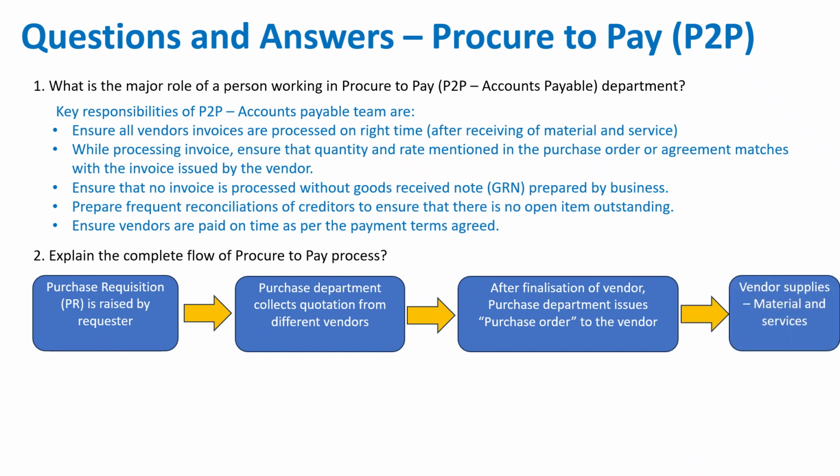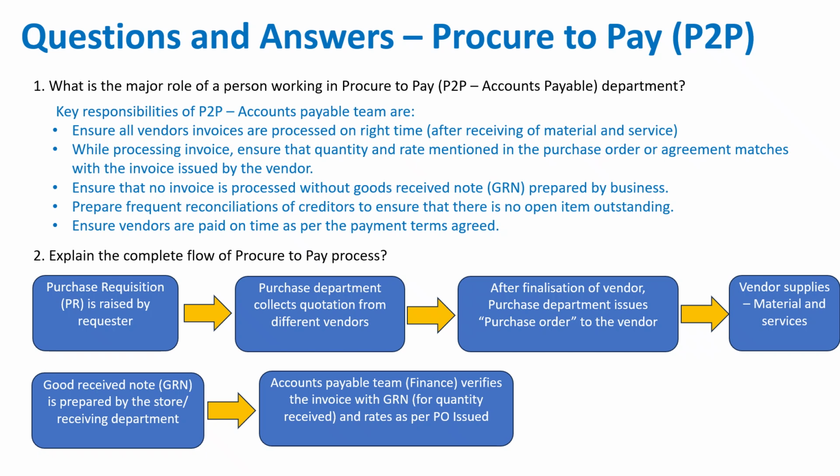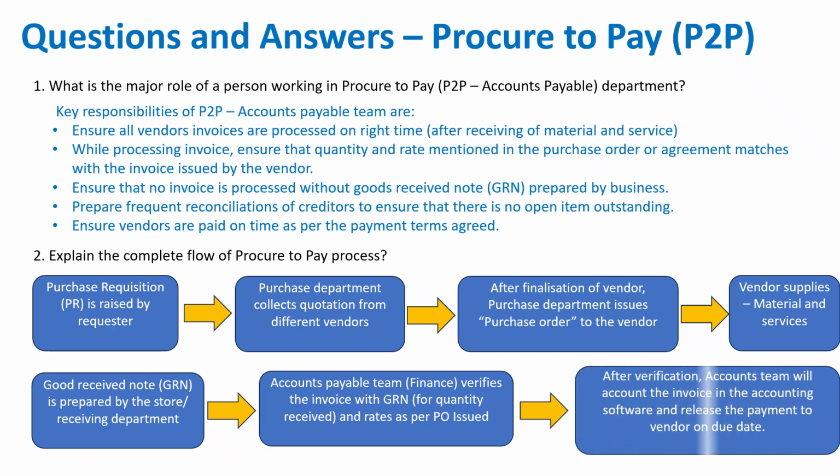Next, vendor supplies material and services. After that, goods are received and GRN is prepared by the store or receiving department. And after that, accounts payable team verifies the invoice with GRN and rates as per the PO issued. And finally, after verification, accounts team will account the invoice in the accounting software and release the payment to the vendor on due date.